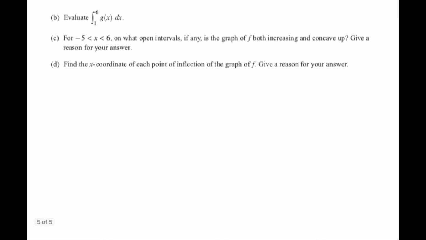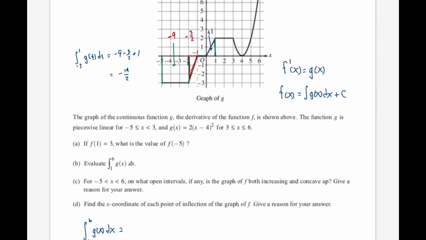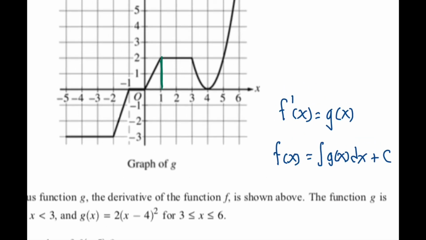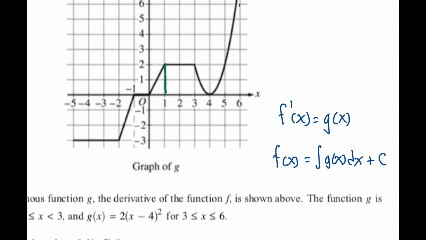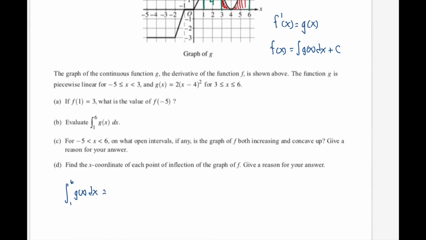Part B, we are going to evaluate the integral from 1 to 6 of g of x dx. So if we go back to our graph, take a look at that, we are finding the integral from 1 to 6. Now what I see is we've got this linear piece. Ooh, this area is 4. Then we have the area underneath our quadratic, that parabola. So I can separate this.